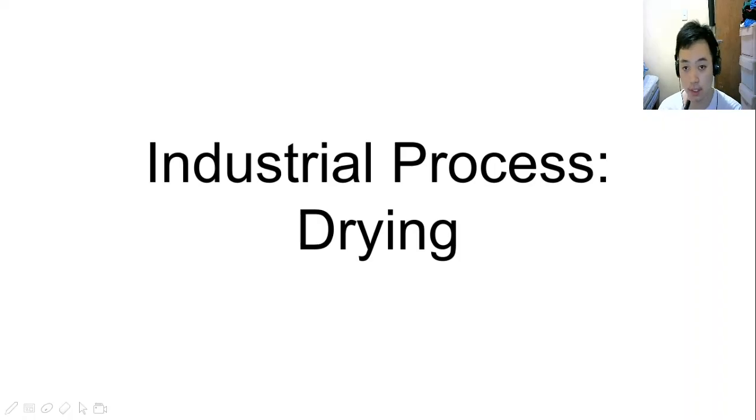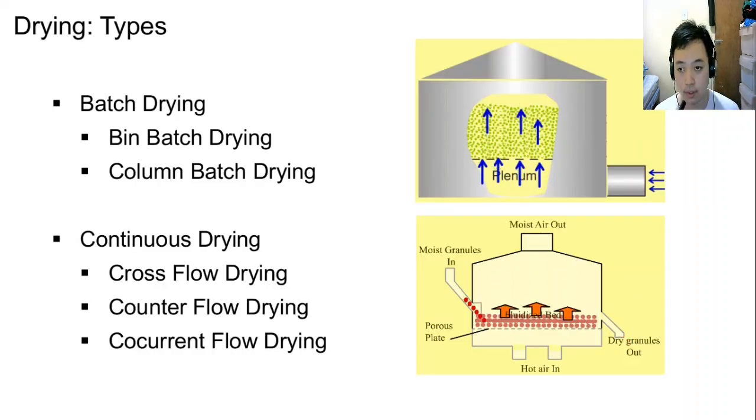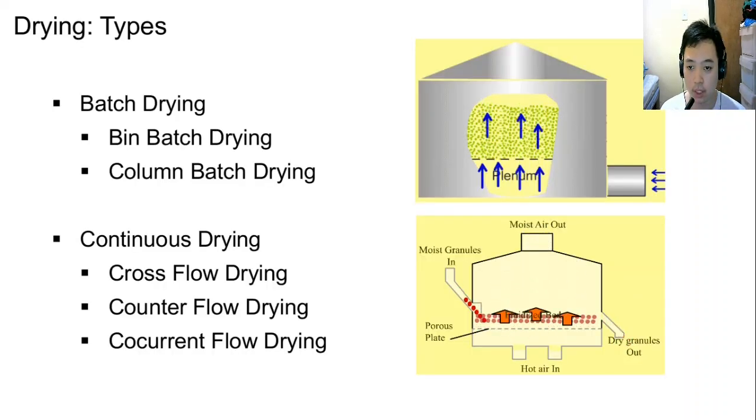Good afternoon, classmates. In this report, I will explain to you how industrial drying works, different kinds of dryers, and their applications. So let's go on with the types. Now, dryers or drying comes with several types. There's batch drying, continuous drying, and their subtypes.